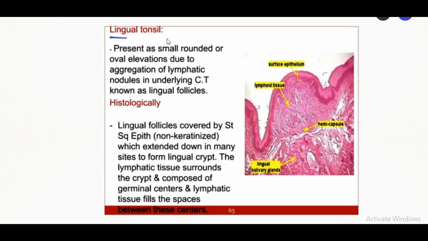The lingual tonsils are covered by stratified squamous non-keratinized epithelium. The lymphatic tissue surrounds the crypts and is composed of germinal centers and lymphatic tissue that fills the spaces between these centers.